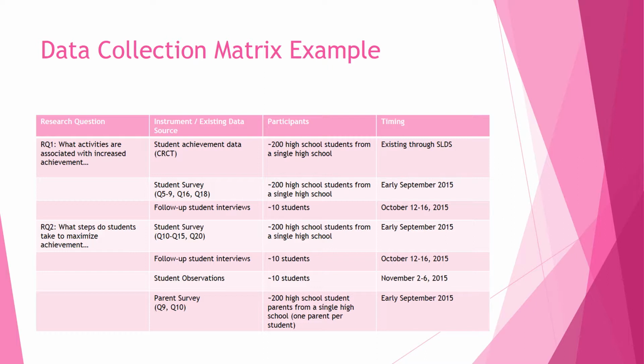The second question is about determining whether students are engaged in behaviors associated with increasing their achievement. And for this question, the student surveys, interviews, and observations will be used to assess whether students say and do engage in these activities. A parent survey will also provide insight into whether students are engaging in these activities, especially if we can't directly observe them. The use of multiple sources will improve the validity of the findings through triangulation. The last column is a rough timeline of when I expect to implement the pieces of the study, which is elaborated on more in the next slide.